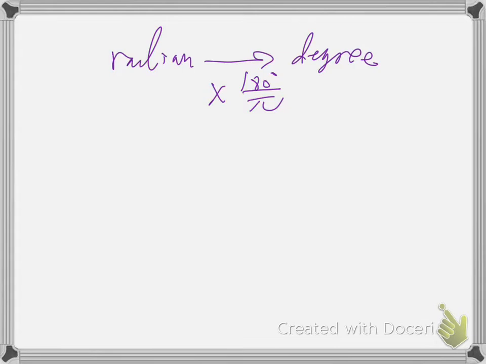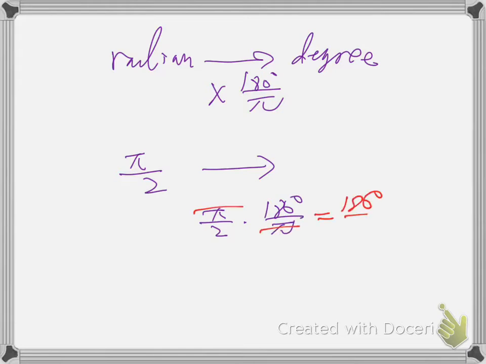How to remember this? If you want degrees, put 180 on top. If you want radian measure, put pi on top. Now let's change pi over 2 to degree measure. It's pi over 2 times 180 over pi. You see pi and pi cancel. So 180 degrees divided by 2, you get 90 degrees. Okay, pi over 5.